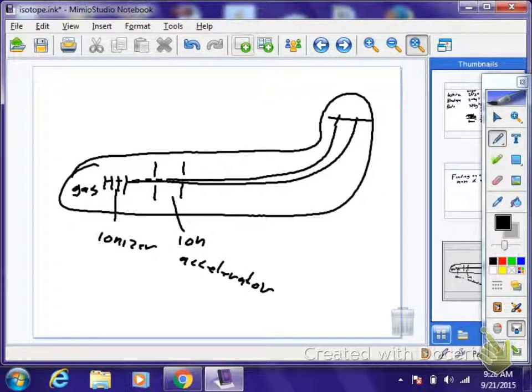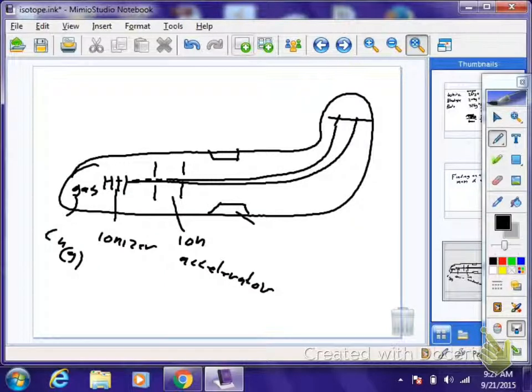So let's say that we have copper gas, and the copper gas is sent through an ionizer. What that does is charge it with a positive charge. Then it's sent through an ion accelerator, which basically pushes those atoms and accelerates them so that they're moving along at a fair amount of speed. I'm sure that can be adjusted to whatever speed they want, slow or fast.